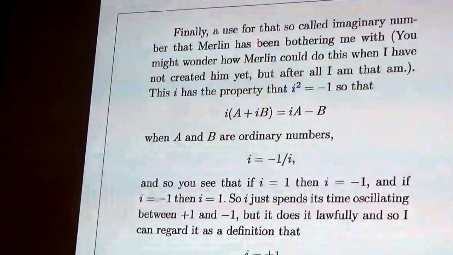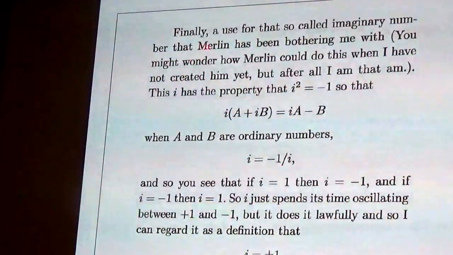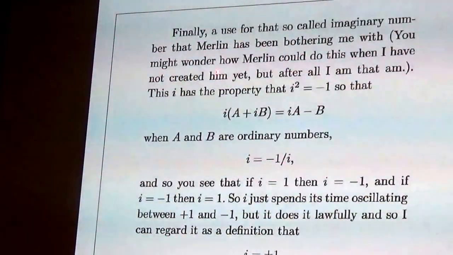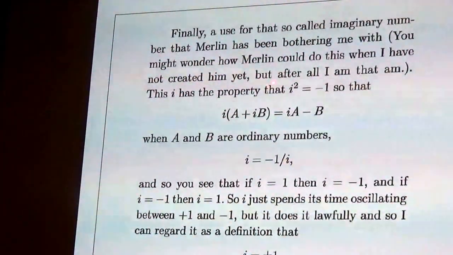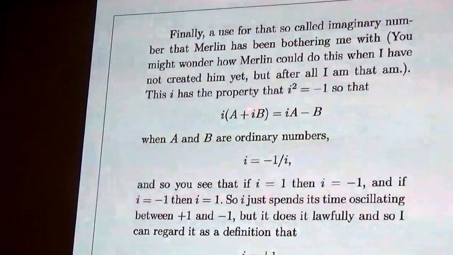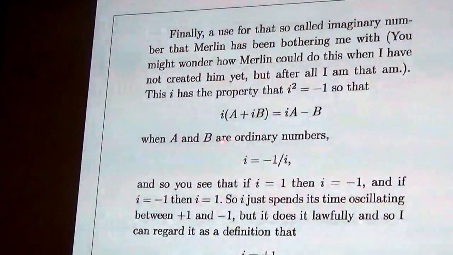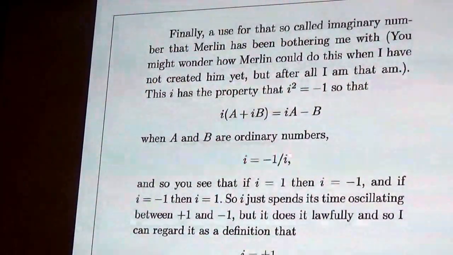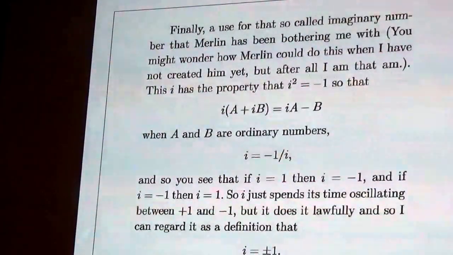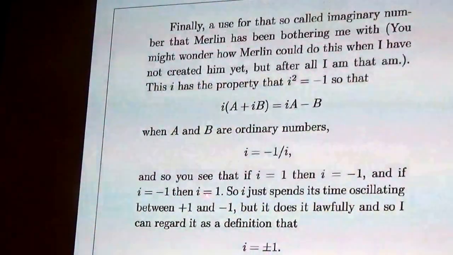So finally, a use for that so-called imaginary number that Merlin has been bothering me with. You might wonder how Merlin could do this when I've not created it yet, but after all, I am that I am. This line has the property that i squared equals -1, so that it switches in this way, and i equals -1 over i, so you see that if i equals 1, then i equals -1, and if i equals -1, then i equals 1.